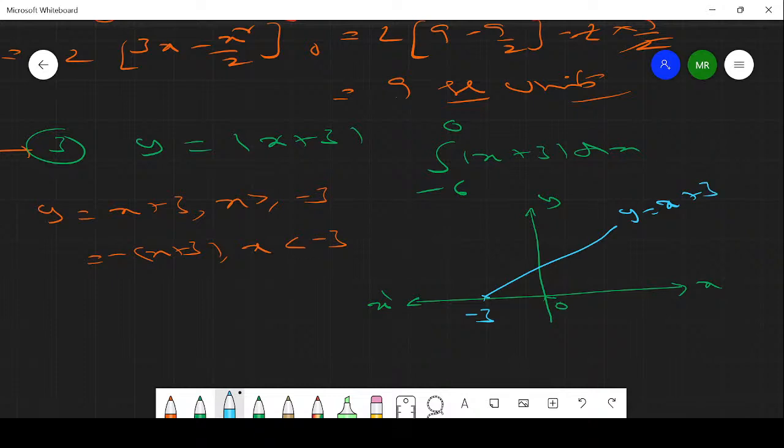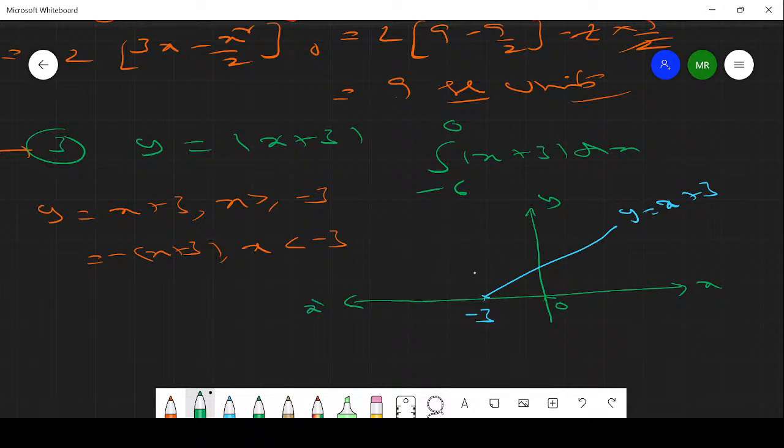Similarly, to the left of minus 3, the graph will come. They have given the limits between minus 6 to 0, so I think I can extend this line for our convenience. I can extend this line.